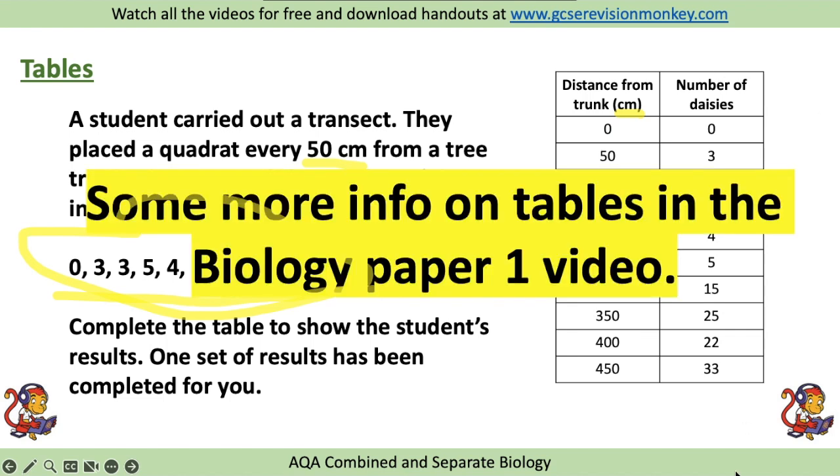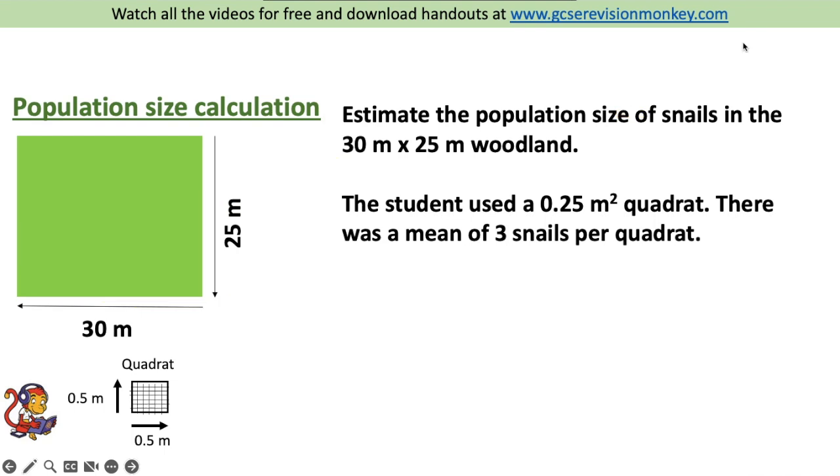But again, there's more on tables in paper 1 if you didn't get to watch that video. Have a look back and watch those first few minutes. 10% of biology paper 2 is going to be calculations.